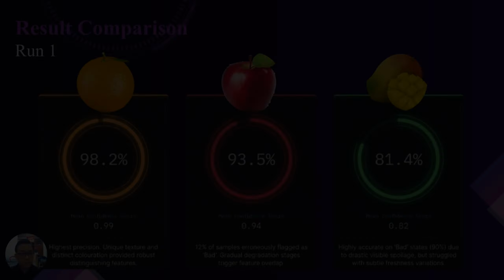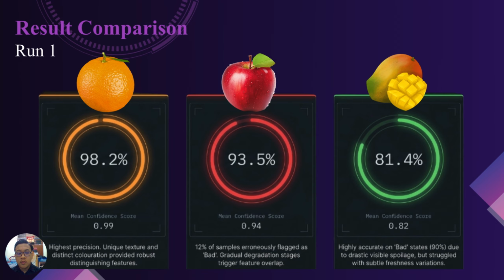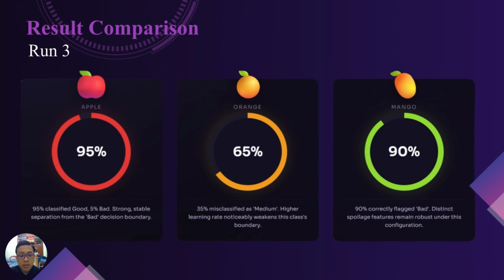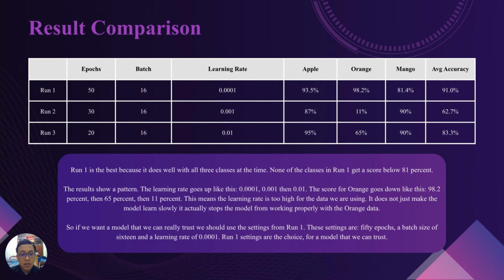and stable result. For the result comparison, we have 3 rounds of result comparison. The first one we got for the orange 98.2%, for the apple we got 93.5%, and for the mango we got 81.4%. For the second round we got apple 87%, orange 11%, and mango 90%. And for the third round, which is the last one of result comparison, apple we got 95%, for the orange we got 65%, and for the mango we got 90%.